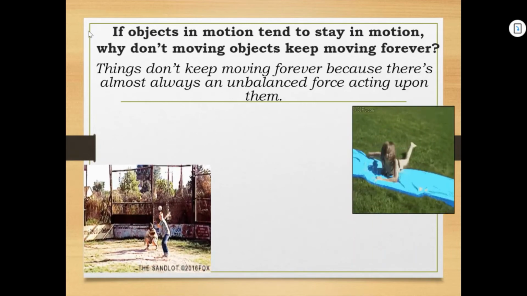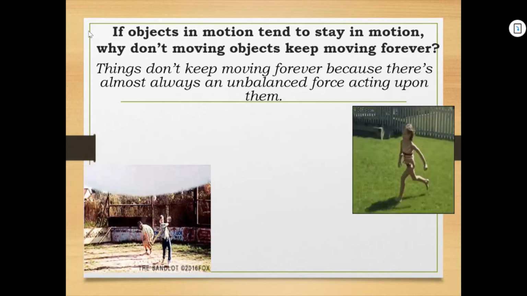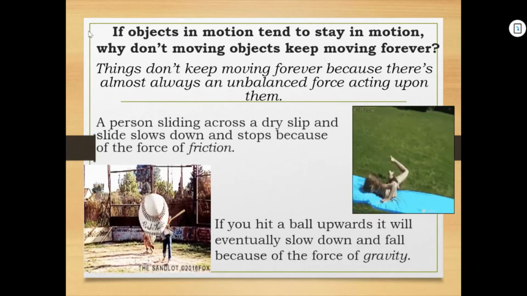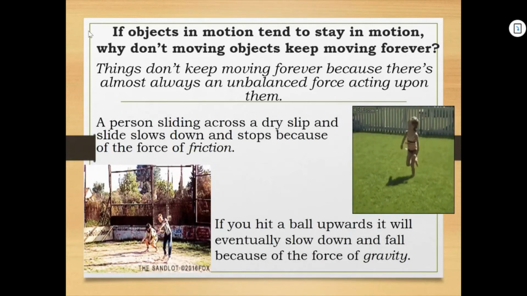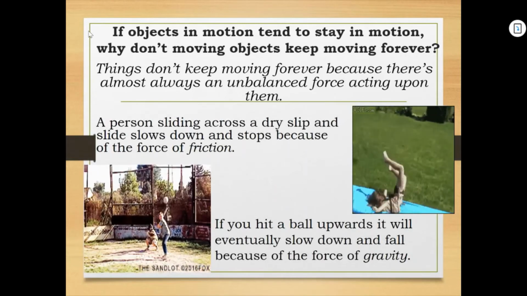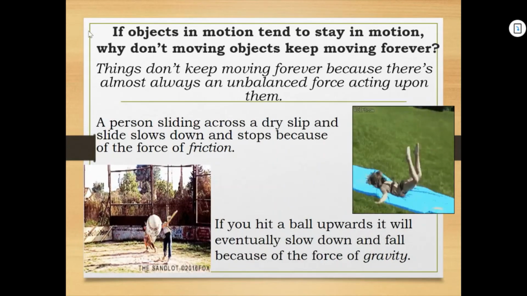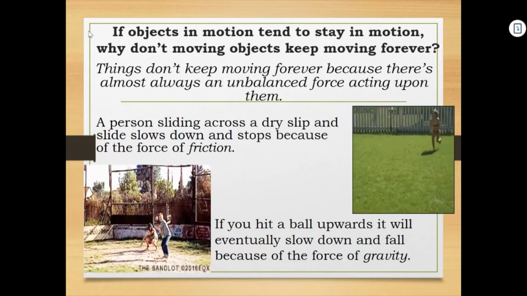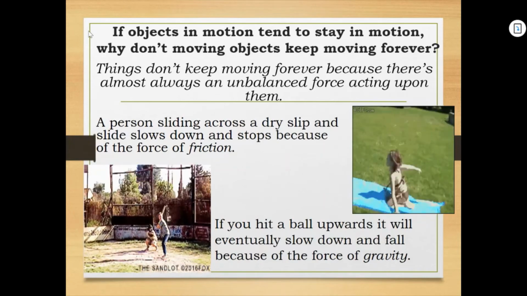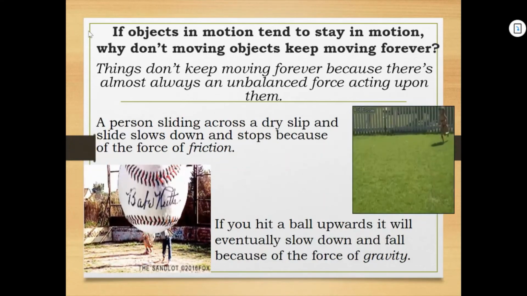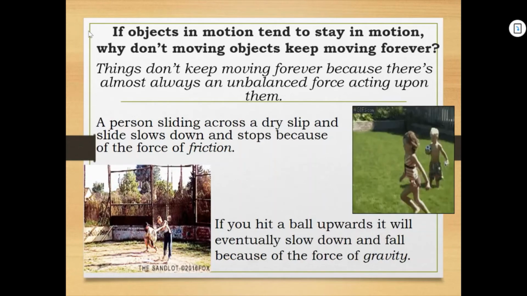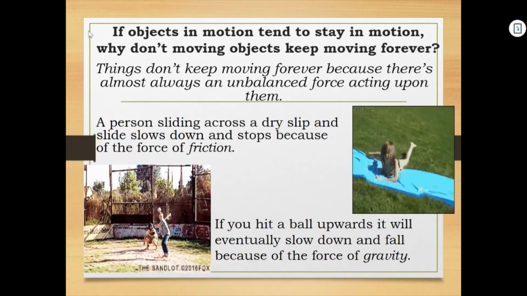So things don't always keep moving forever because there's almost always an unbalanced force acting on them, especially here on Earth, right? Look at this little girl in the GIF right here to the right. She's trying to slide on a slip and slide, but there's no water on there, right? Whoever's filming her is pretty mean for doing that. But this is just showing that she stops. She does not slide because of something called friction.